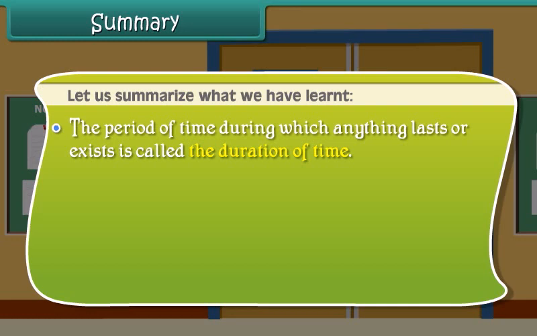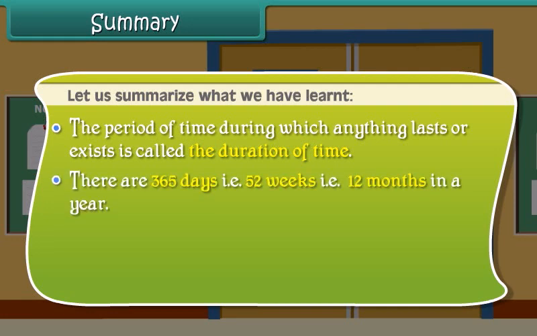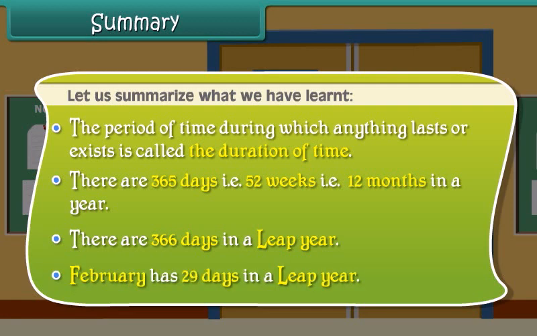The period of time during which anything lasts or exists is called the duration of time. There are 365 days, that is 52 weeks, that is 12 months in a year. There are 366 days in a leap year. February has 29 days in a leap year.